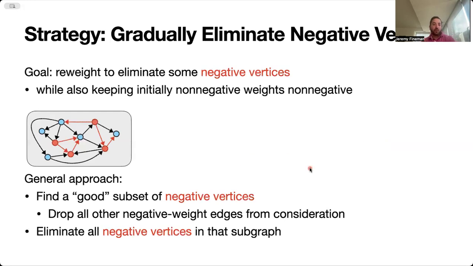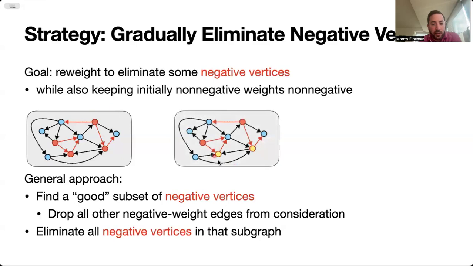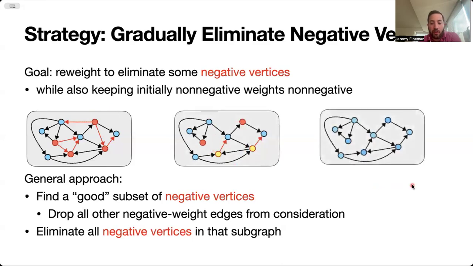Okay, so recall that our goal is to reweight the graph to eliminate some negative vertices while keeping all the non-negative weights non-negative. And a general approach is going to be to find some sort of easier subset of vertices. So if this is my original graph here that has 4 negative vertices, perhaps I can identify that these 2 yellow ones are a little bit easier. So I'll drop the other negative edges from consideration, and then I'll try to come up with a price function that eliminates the yellow vertices.